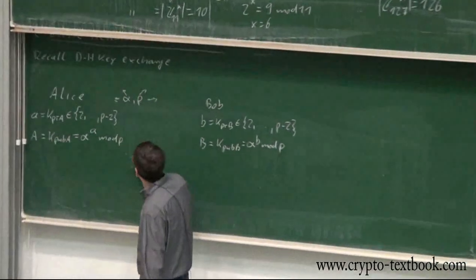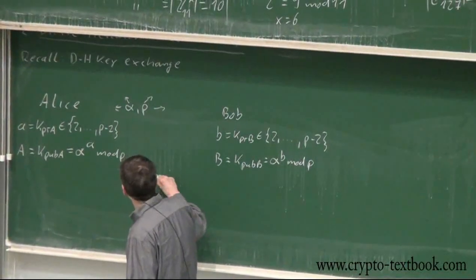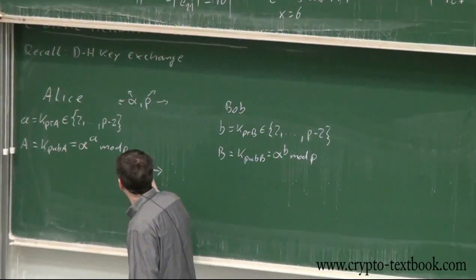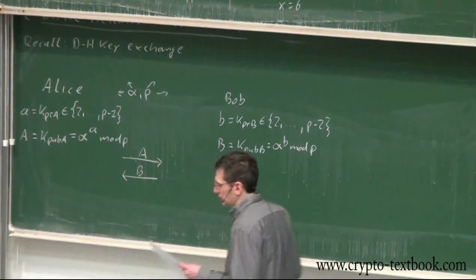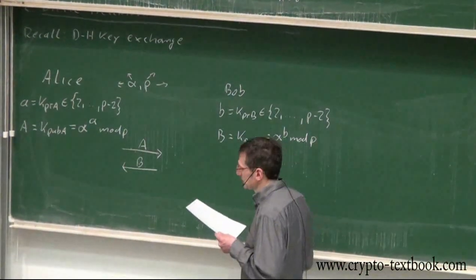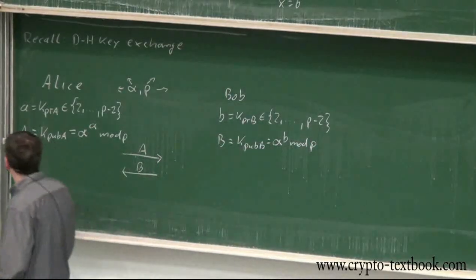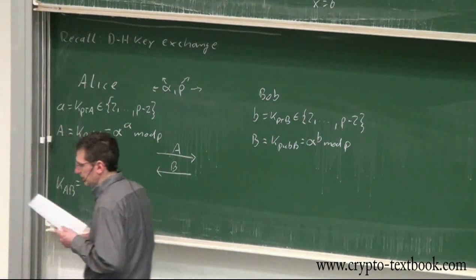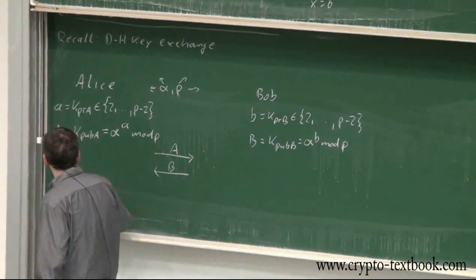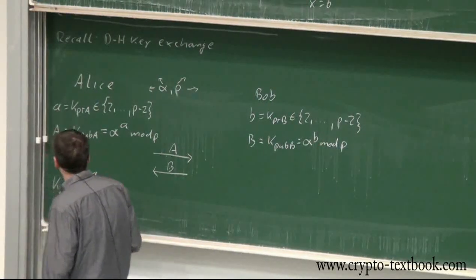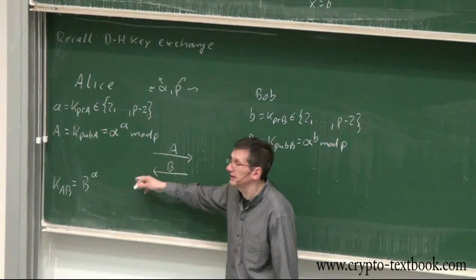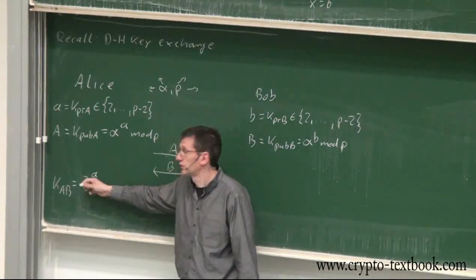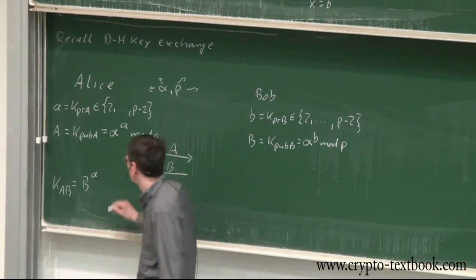So since these are public keys, they can be freely exchanged, right? They don't have to be kept secret. Alice and Bob exchange their keys. And now Alice computes B to the A. That means Alice takes the public key from Bob and raises it to her private power A, mod P, of course.